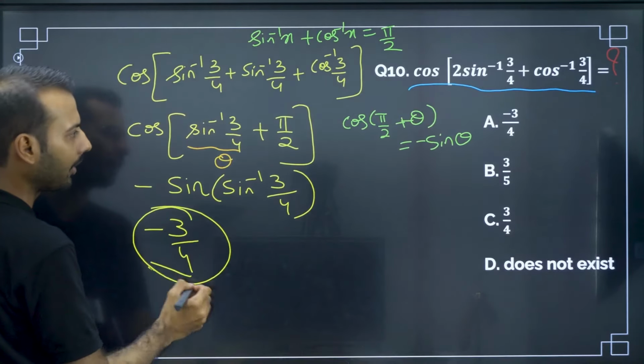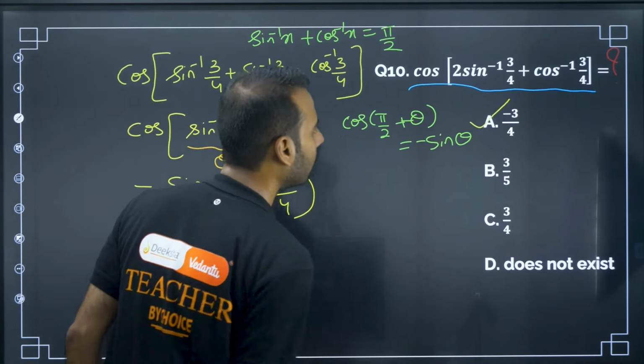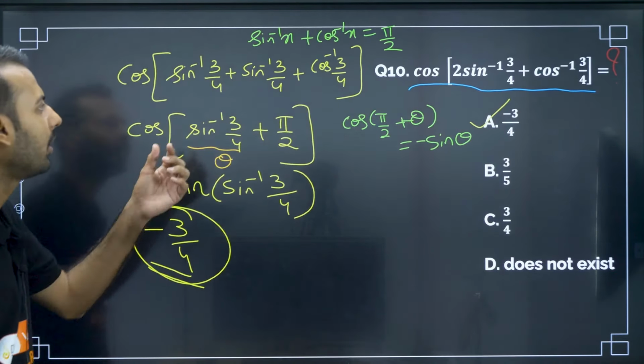Is there any such option? Minus 3 by 4. Yes, A is the answer. Moving on to next question. See, this is also a very easy question.